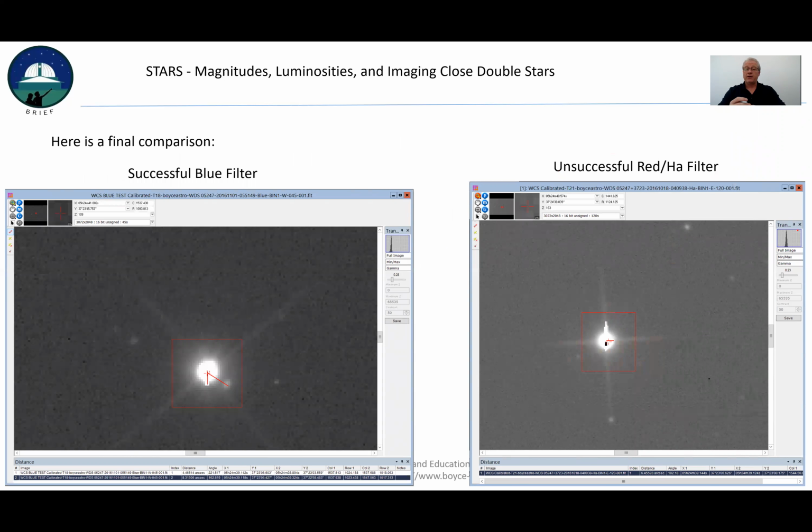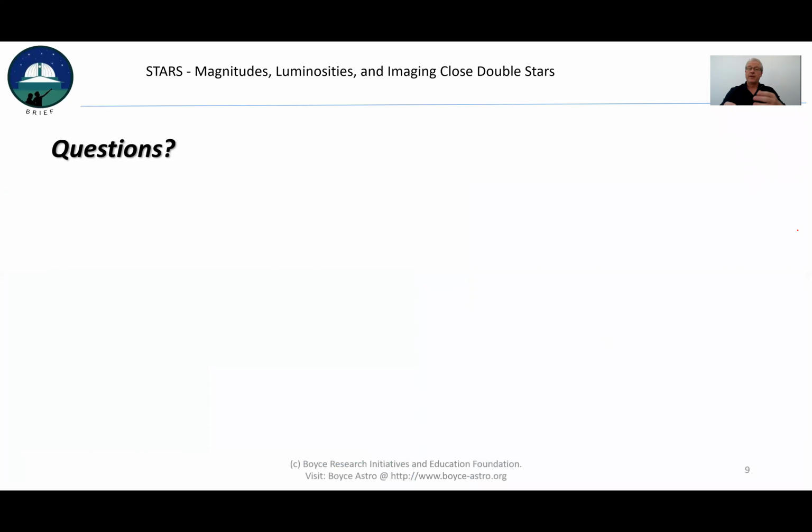Here's the final comparison. We were unsuccessful on the right with the red hydrogen alpha filter, but successful when we used the blue. This is an example of how we can manipulate filters against star type to reduce the amount of light that we have on an image in order to be able to see our closely spaced double stars.